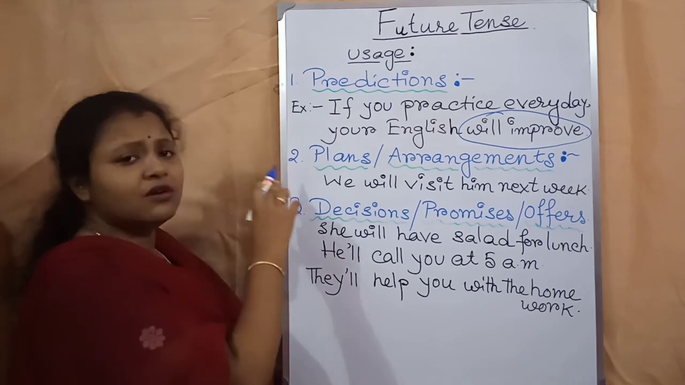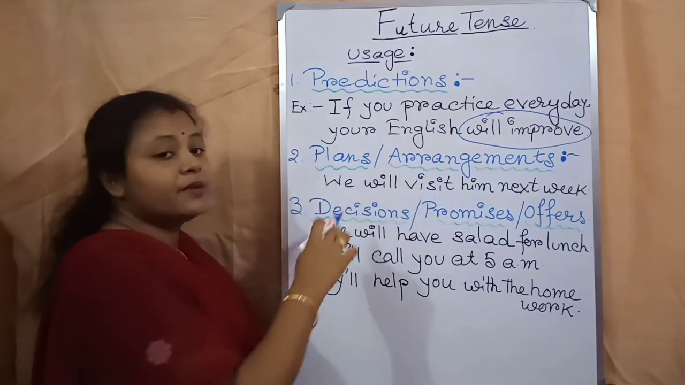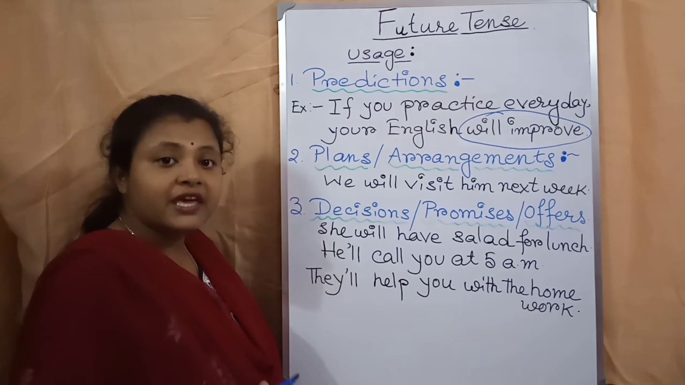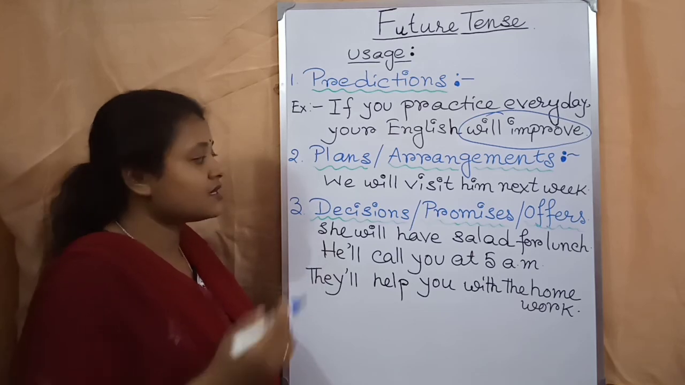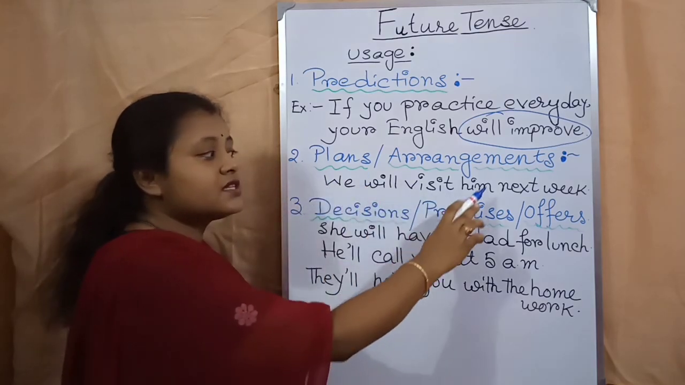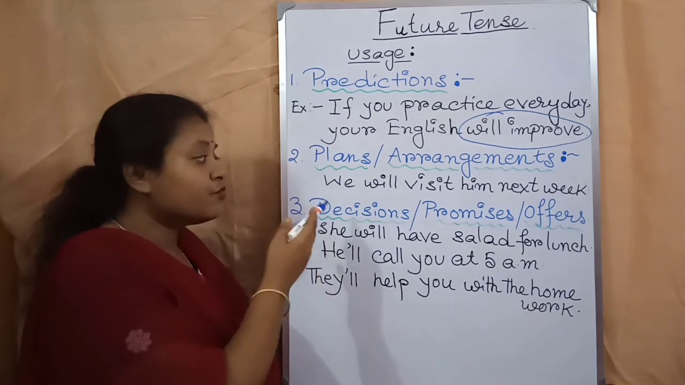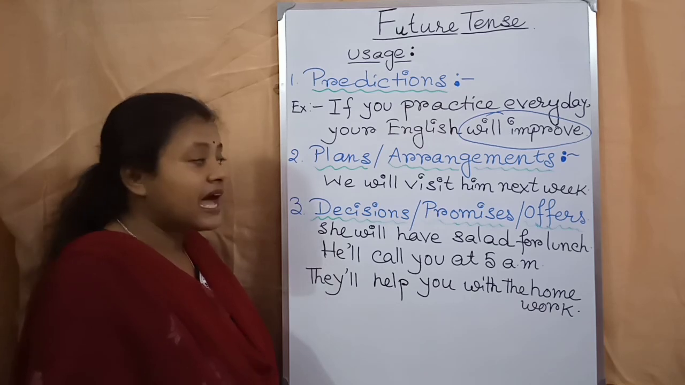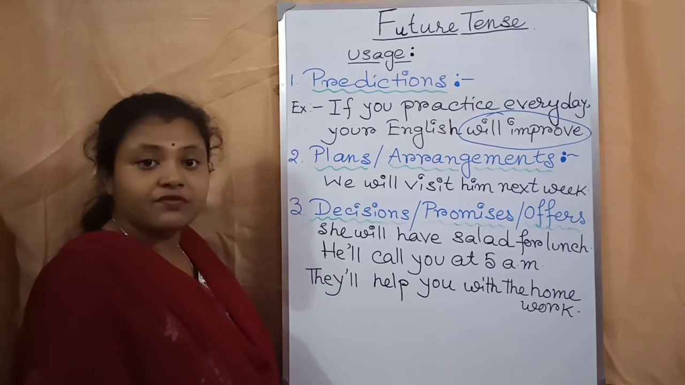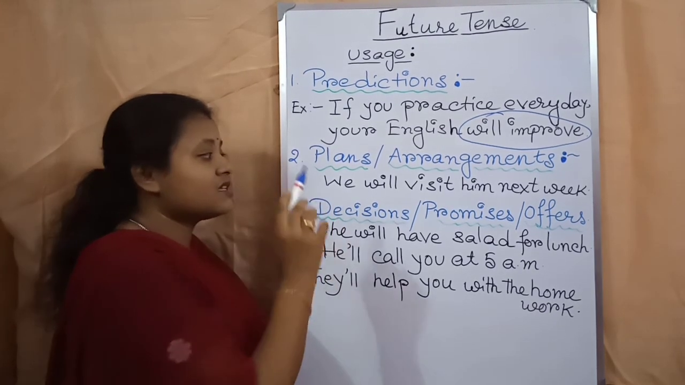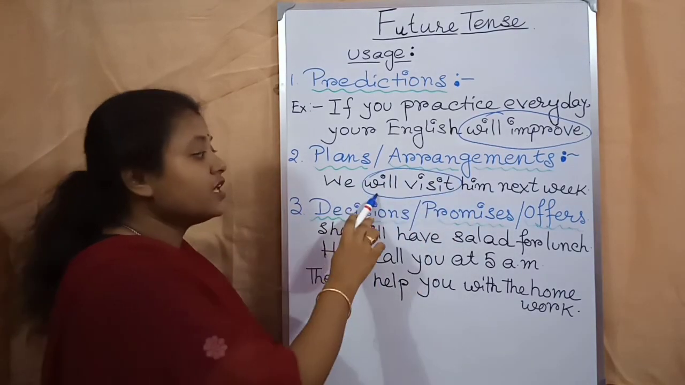Okay. Now, come to the second point. Plans or arrangements. Whenever you are making any plan for future, in case of these sentences also, we can use future tense. Example, we will visit him next week. So this is my plan that we will visit him next week. It is some of the arrangement that we have made, that we will visit. So here in this case, we are also using the future tense, will visit.